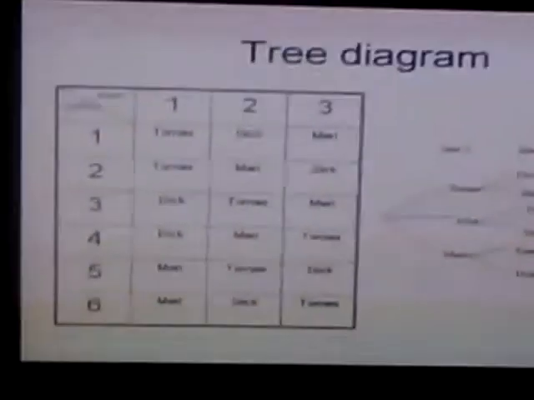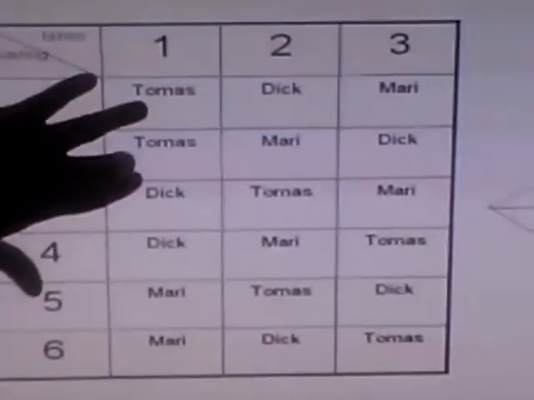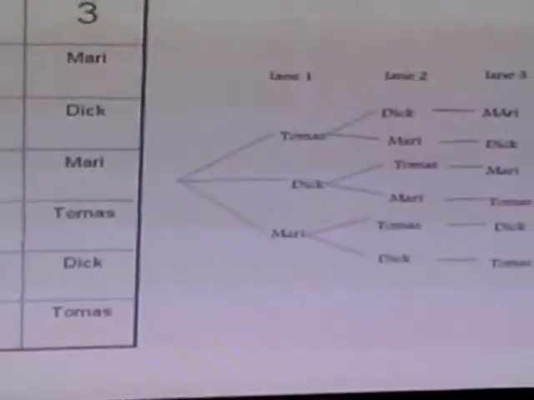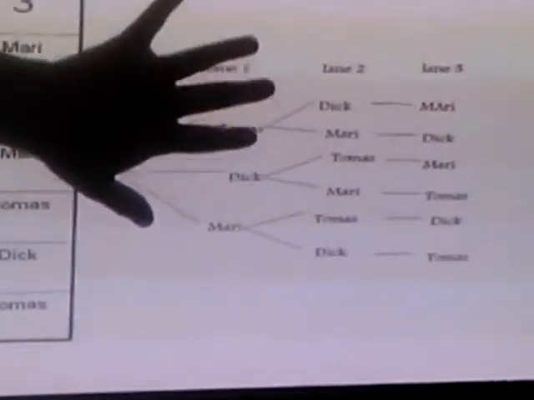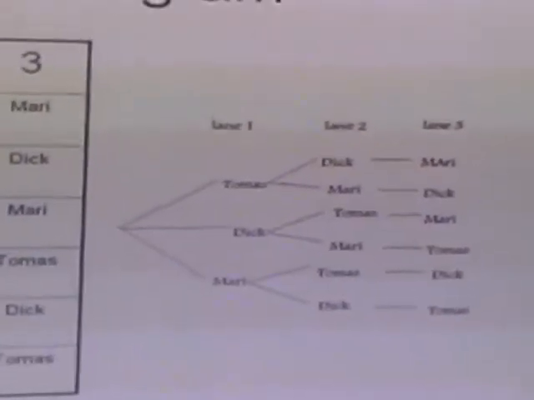The tree diagram: we're going to represent this table as a tree diagram. So we have Thomas, Dick, and Mary, and also Mary and Dick. So we're going to represent this table and put it in the tree diagram.